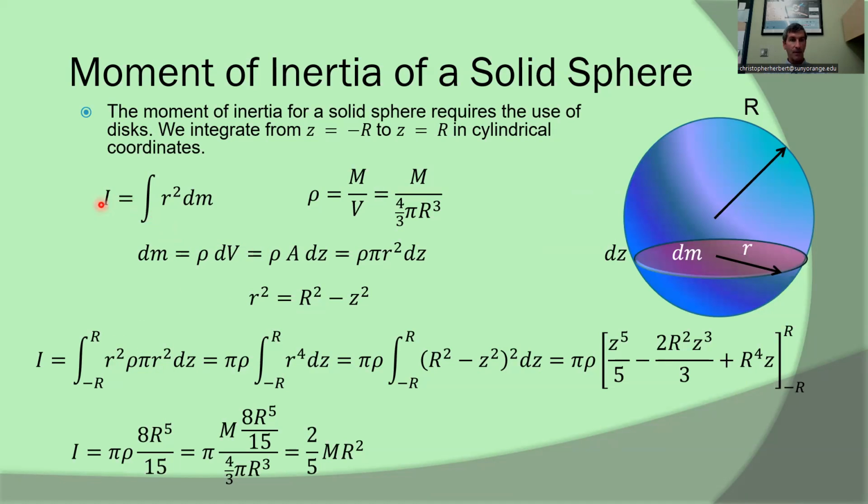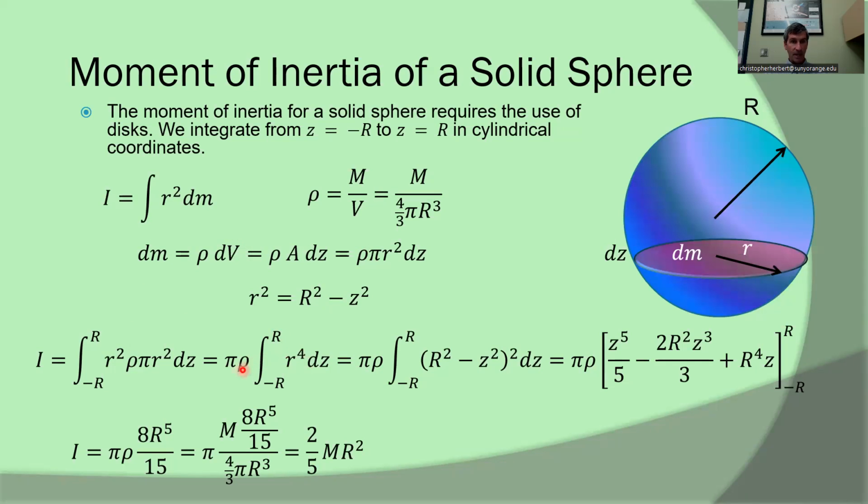Basically, let's go through each step. Here's my original integral, r squared. Here's my dm. dm is going to be the density times the volume. The volume is the area of each circle times an infinitesimal width, dz. And then that just becomes rho. The area of the circle is pi r squared dz. So this is going to go in for dm, right there. So that's our rho pi r squared dz. And then our r squared just remains r squared.